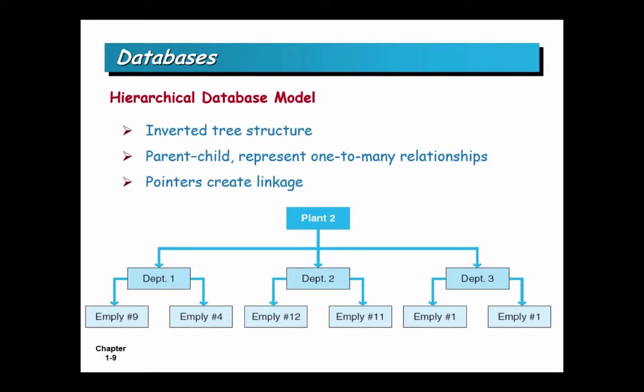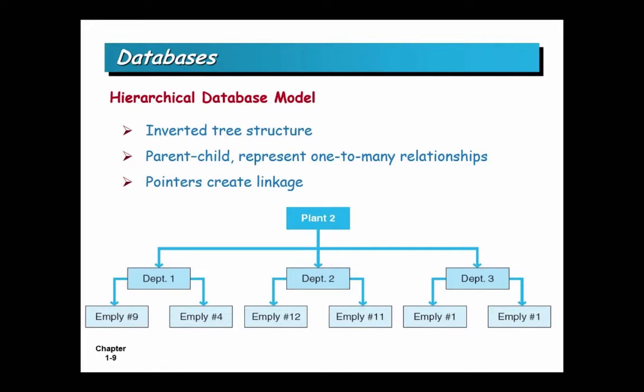Think of it as an inverted tree, almost like a family tree. So an employee number 9 can only be in one department. A department can have many employees, but an employee can only be in one department. And departments can only be in one plant, and plants can only be for one company. And so it allows for that one-to-many thing we were talking about with cardinality, or potentially a one-to-one if you only have one employee in a department. So you have a one-to-one or a one-to-many.